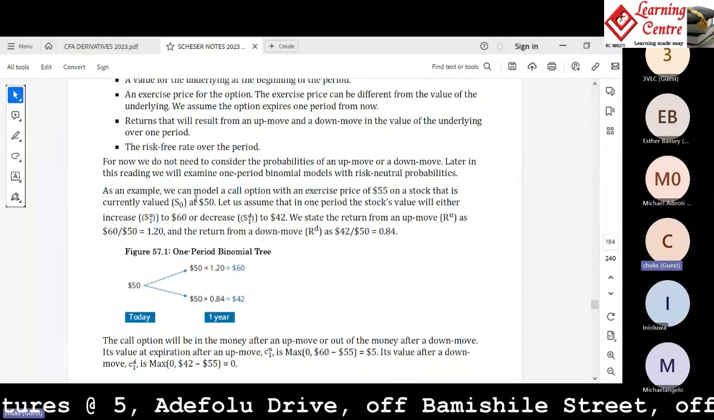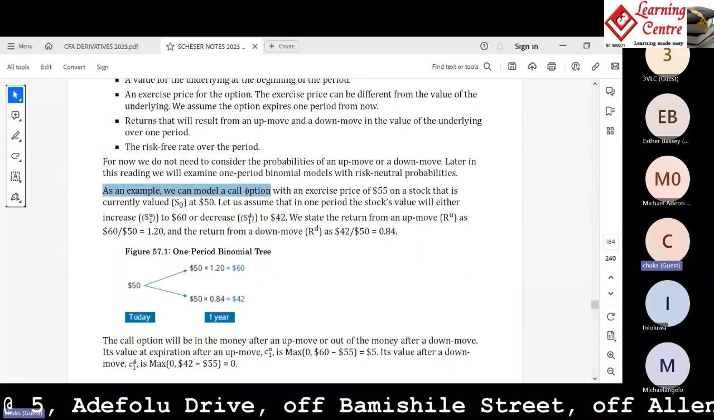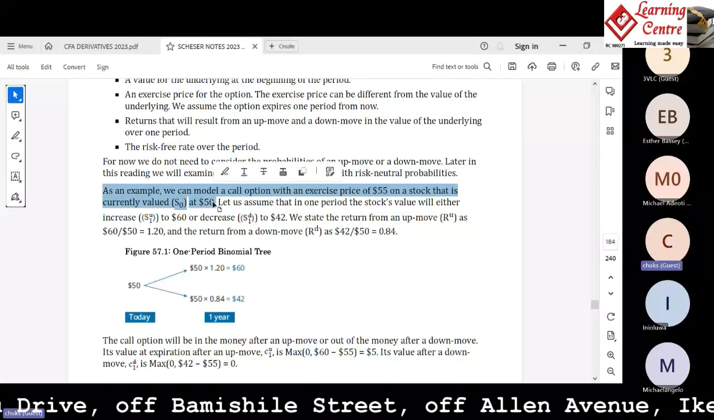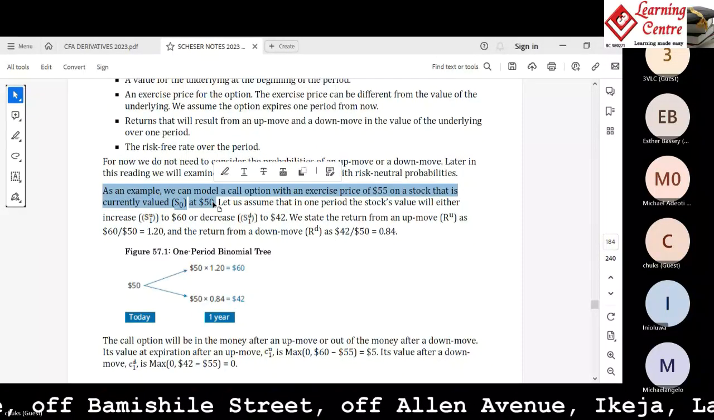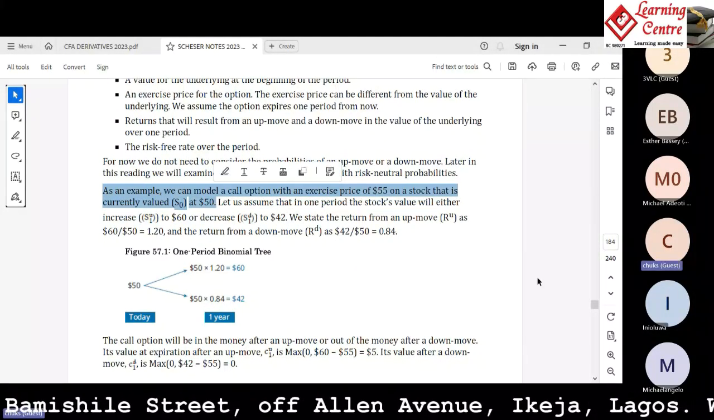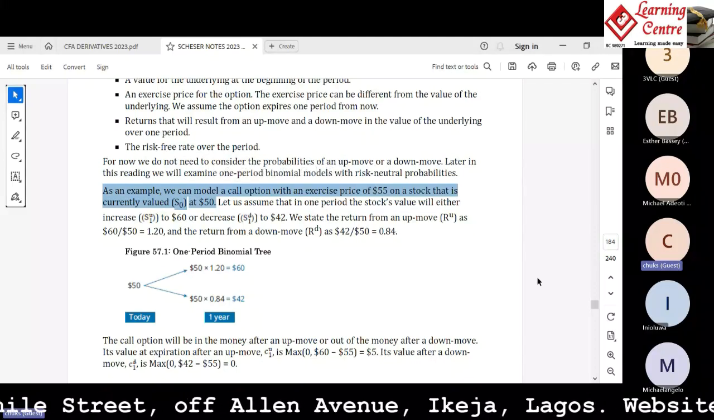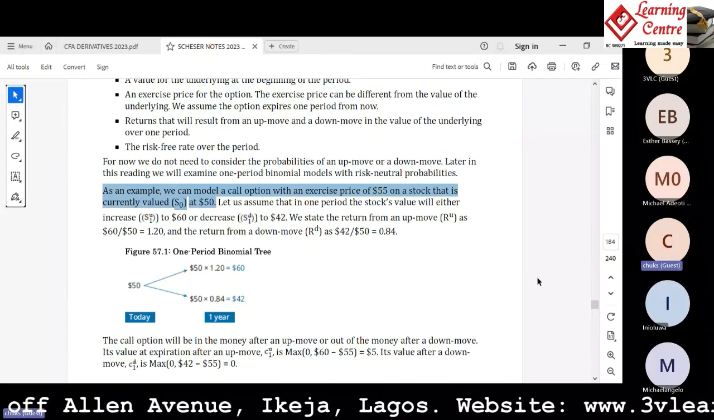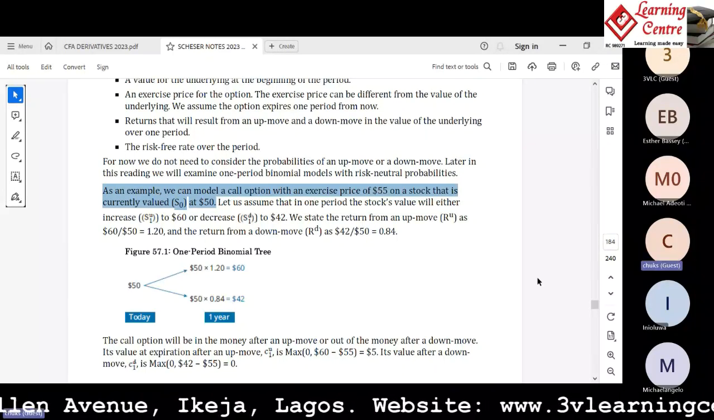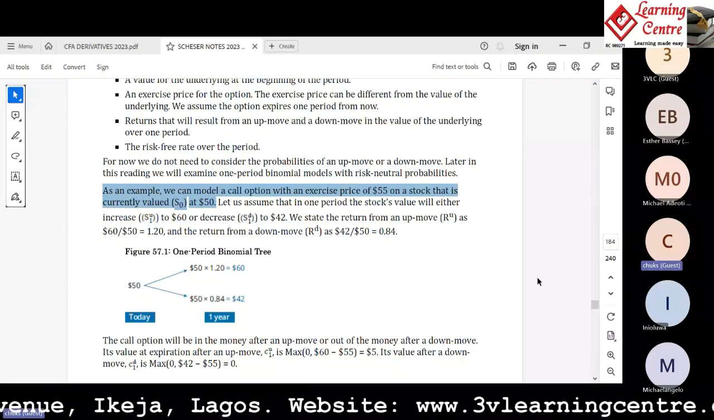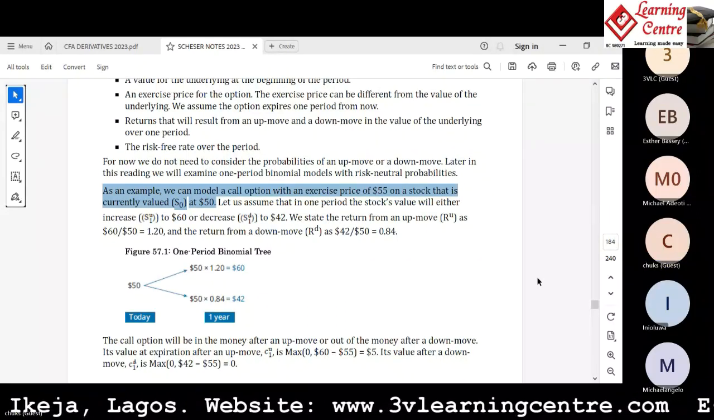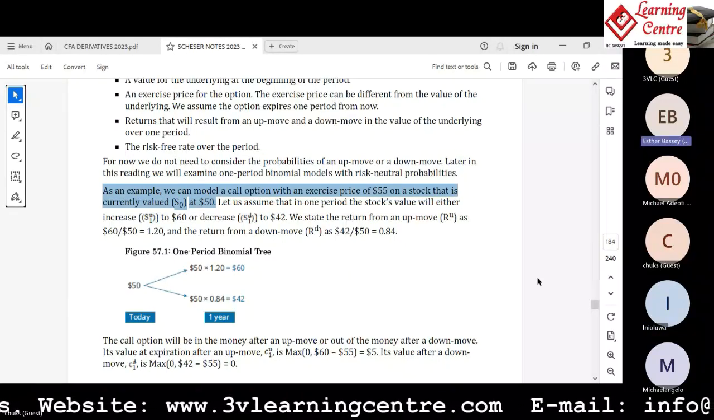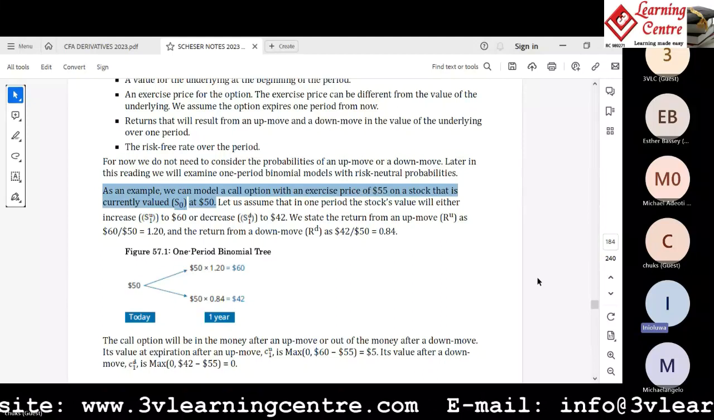Okay, good. So as an example, we can model a call option with an exercise price of 55 on a stock that is currently valued at 50. So first question I will ask you is, are you exercising this call option or you are not exercising this call option? Let's assume the future value is 50. Oh, no, let's even use this value as it is now. Are you exercising or not exercising? Exercising. Not exercising, sorry.